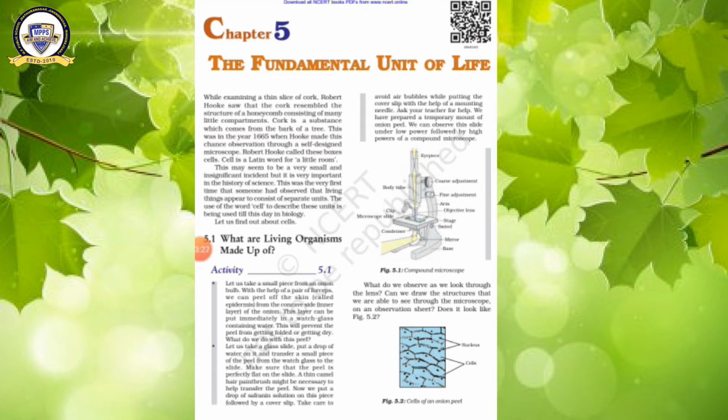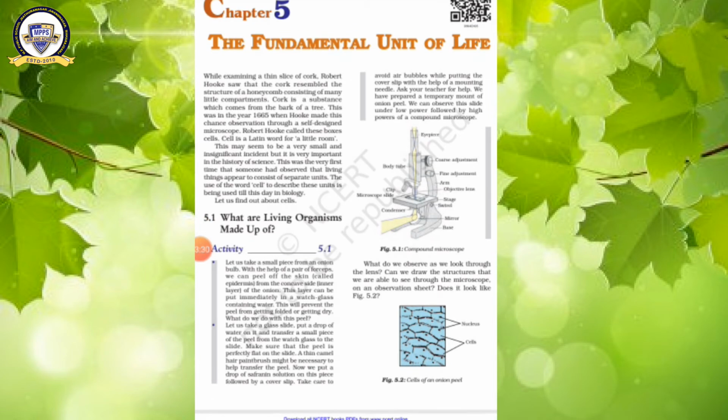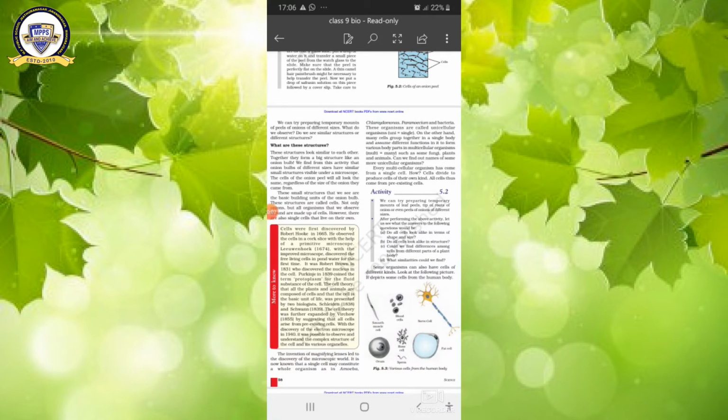We can observe this slide under low power followed by high power of a compound microscope. What do we observe? As we look through the lens, can we draw the structure that we are able to see through the microscope on an observation sheet? Does it look like figure 5.2? So after preparing temporary mounts of peels of onions of different sizes, what do we observe? Do we see similar structures or different structures?